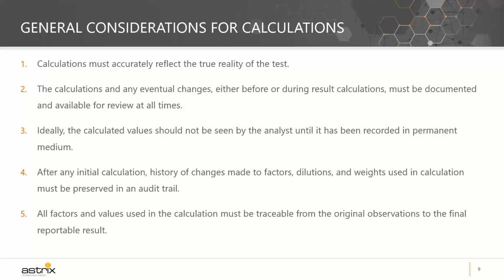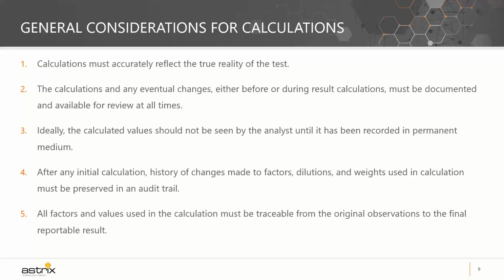4, after any initial calculation, the history of changes made to factors, dilutions, and weights used in the calculation must be preserved in an audit trail. For example, you're calculating an assay and you get a result of 200%. You stop for a moment, you review your inputs, and you see that you had an incorrect dilution factor entered in the system. You would have to change that dilution factor, right? So the system should be able to capture and preserve these changes you made along the way.